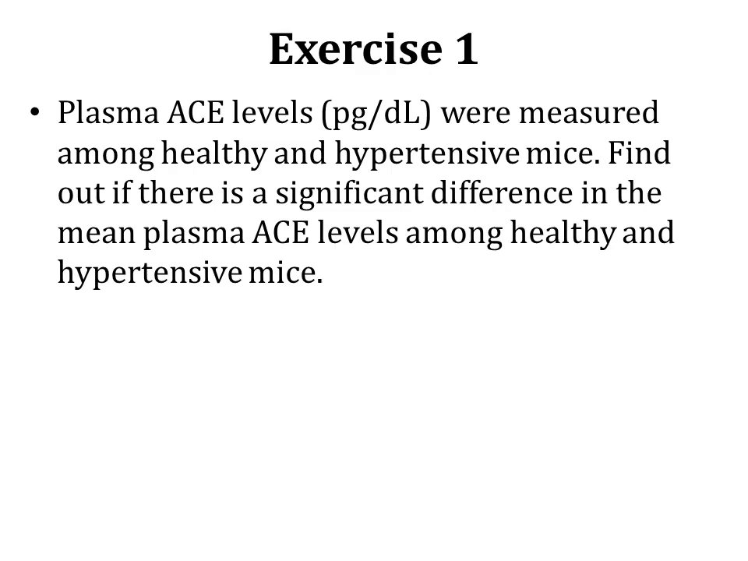In this case we have two groups of mice, healthy mice and hypertensive mice, and the variable is the plasma ACE levels, and this variable is measured only once from each of the units in the two groups. Therefore these observations are independent, and we are going to apply the student's t-test, which is the t-test for independent means.